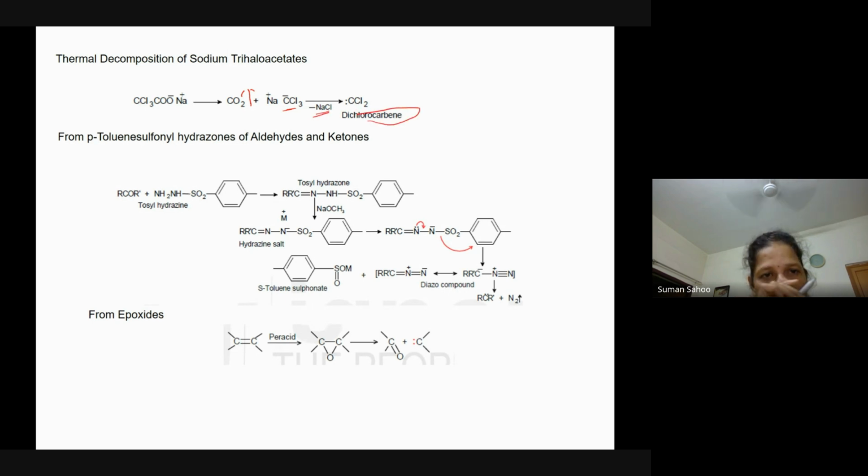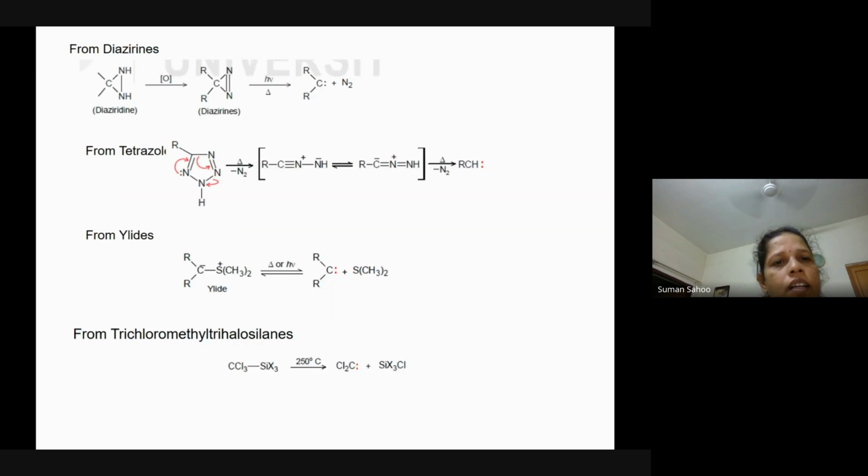from which sodium chloride is removed to give dichlorocarbene. Even from para-toluenesulfonyl hydrazones of aldehydes and ketones, you would get carbenes. So there are a number of methods, a number of ways in which you can generate carbenes.